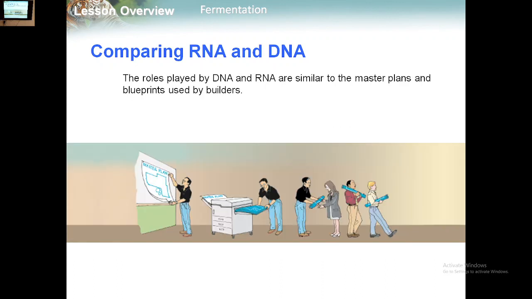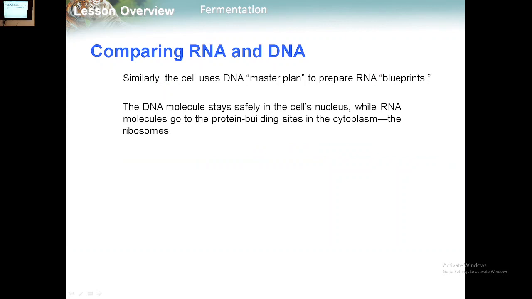All of these differences between the DNA and RNA, please make sure that you understand and save all of the differences between the RNA and DNA. Also, the roles played by the DNA and RNA are similar to the master plans and blueprint used by the builder. You have the blueprint, which is the DNA, and you will take copies from the blueprint or the master plan by the photocopier. The photocopies here are called RNA. Then you will use these copies to produce the protein. So the cell uses the DNA, which is the master plan, to prepare RNA, which is called the blueprint.